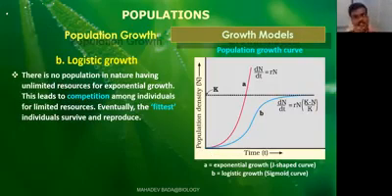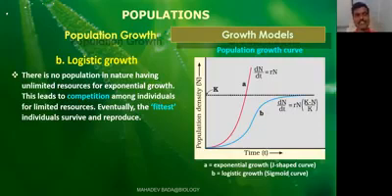Always think practically: in an environment, unlimited resources will not be available all the time. Resources will become limited. Therefore, one more type of growth which is seen is logistic growth. There is no population in nature having unlimited resources for exponential growth. We get the exponential growth curve when resources are unlimitedly available, but that does not happen all the time in nature. So another growth model that we see is logistic growth.